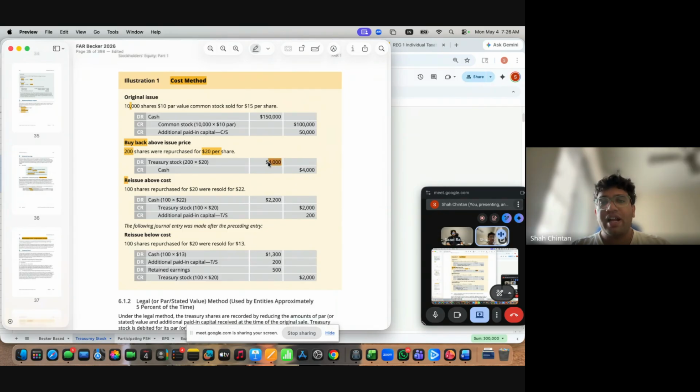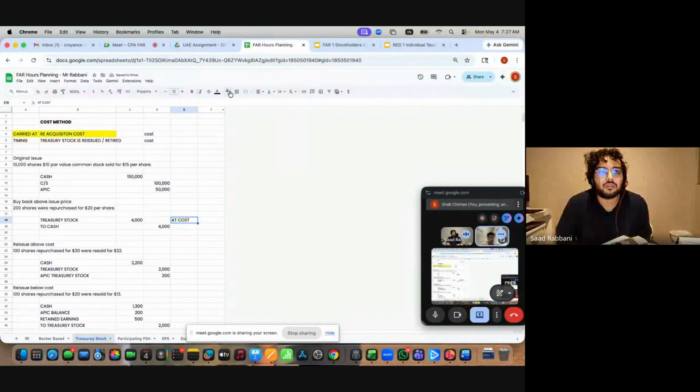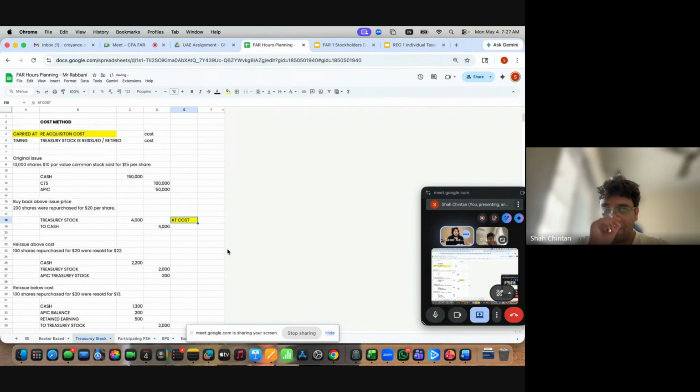You record the transaction at a cost, and this is the only change between both the methods, par value and cost method. The rest of the accounting almost flows in a similar fashion. So very important in MCQ and simulation: when you are using a cost method, all the buybacks are recorded at cost price. So 200 shares into $20, $4,000 is recorded as treasury stock at cost. You got cut off. Can you hear me now?